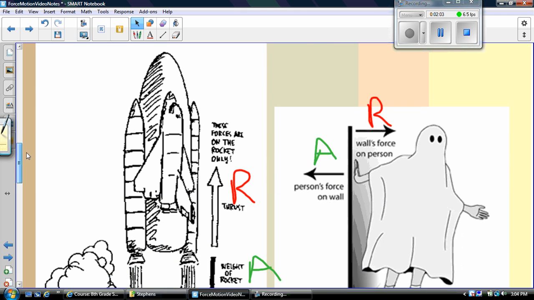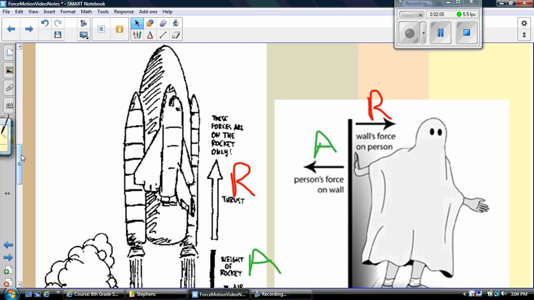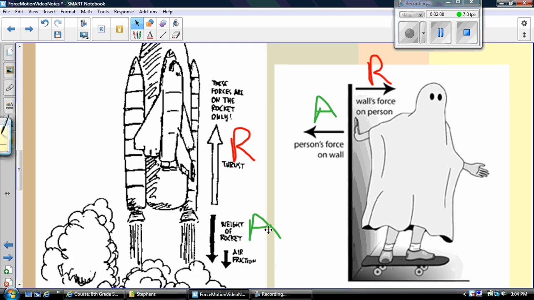Okay, some other examples. A rocket ship taking off: the action force is the weight of the rocket pressing on the air, and the air pushes back up on the rocket, which is called thrust. So there's your action force, reaction force. They are equal, but they don't act on the same object, so that's why the rocket goes.